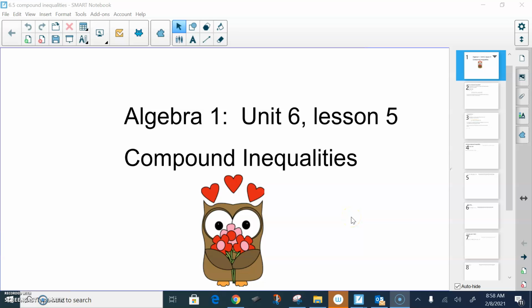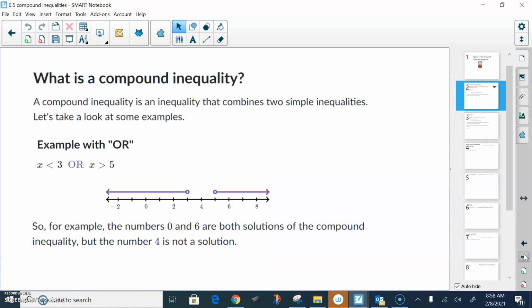This is Algebra 1, Unit 6, Lesson 5, Compound Inequalities. So first of all, what is a compound inequality? A compound inequality is an inequality that combines two simple inequalities together. We know how to do that.